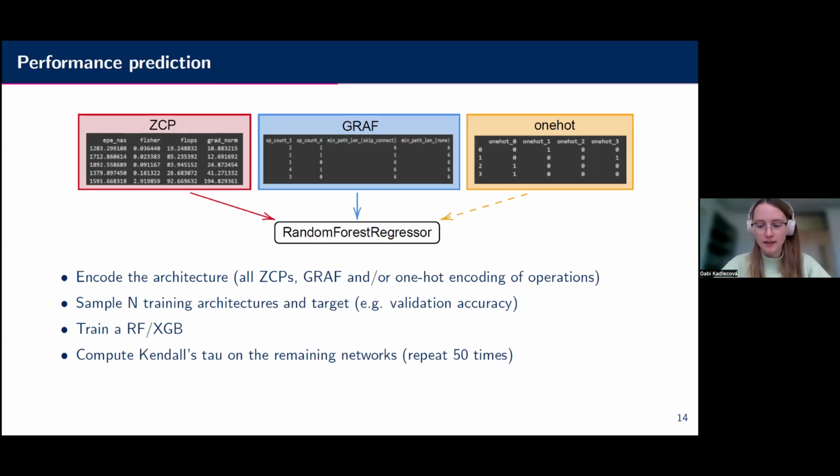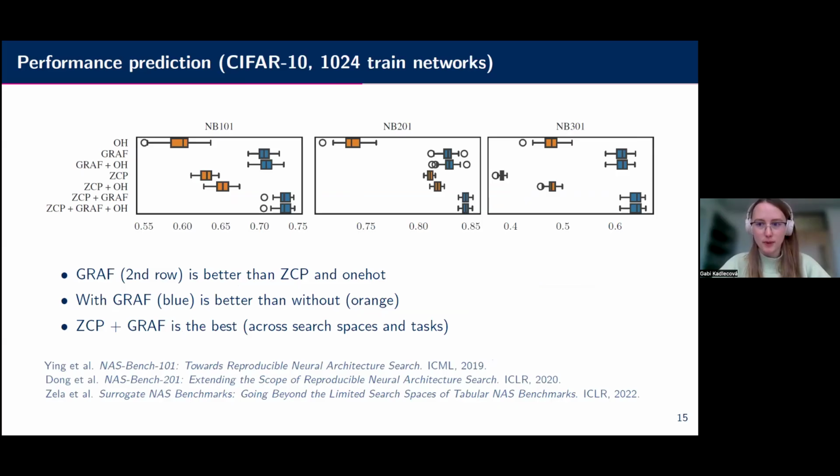Yes, then that's what we did. And here you can see results for 1024 training networks. It's CIFAR-10 and it's 3 different search spaces. So here is NAS-Bench-101, then 201 and NB301, which is basically DARTS or like a subset of DARTS.